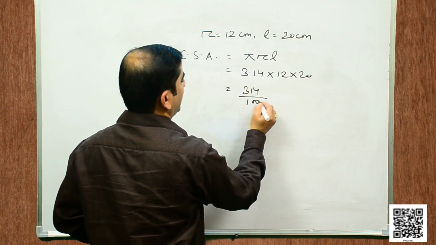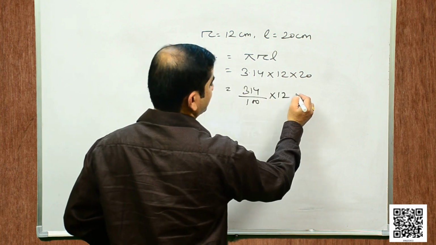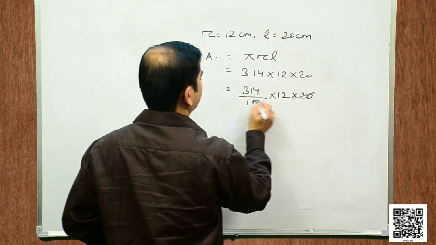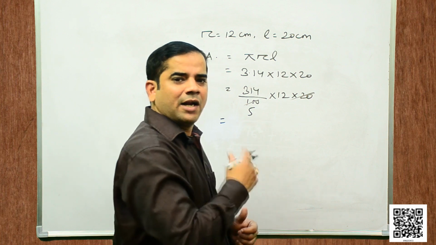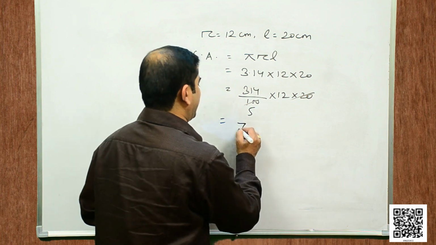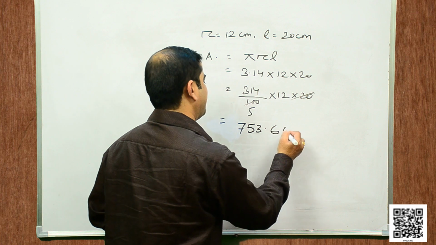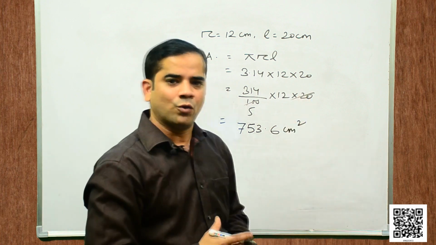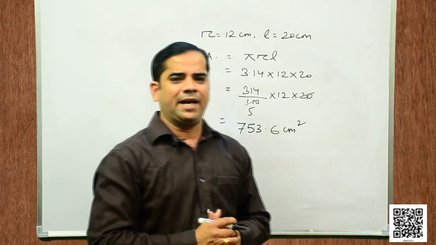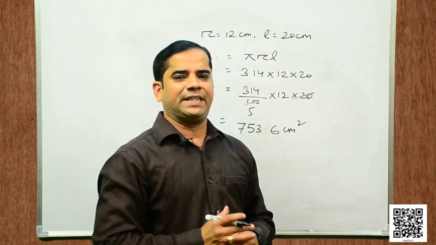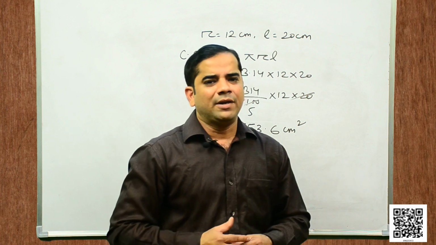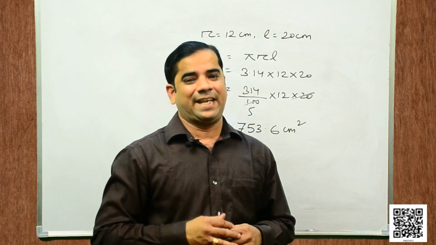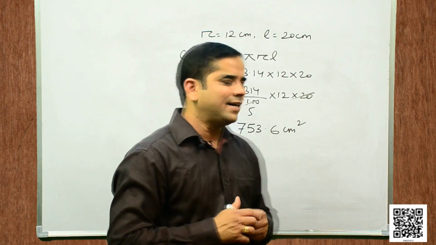or 314 by 100 into 20. When we calculate, it will come up to 753.6 centimeter square. Okay. So, curved surface area of the cone is 753.6 centimeter square. Now, let us find out the total surface area. What is total surface area?